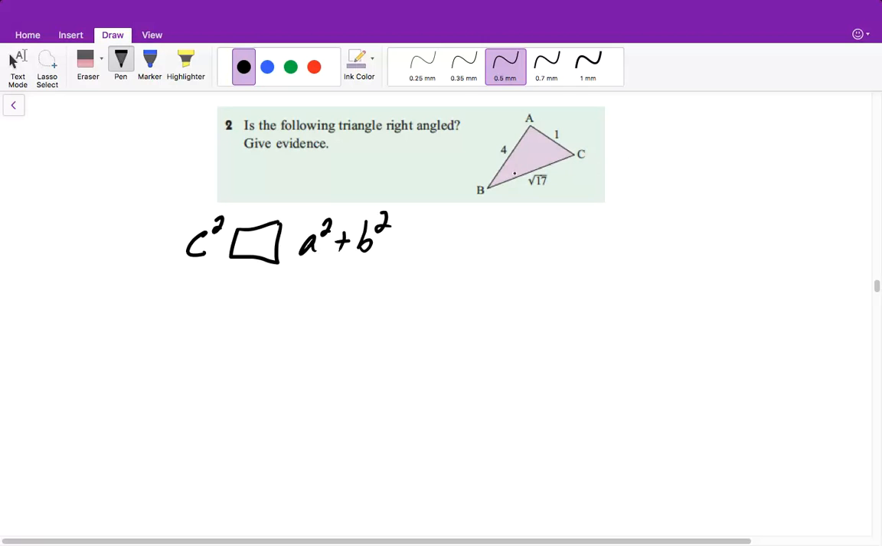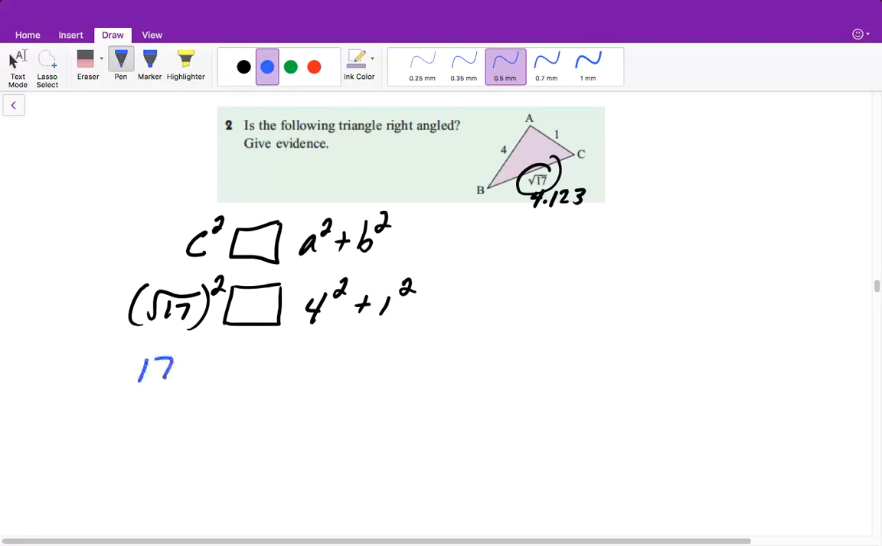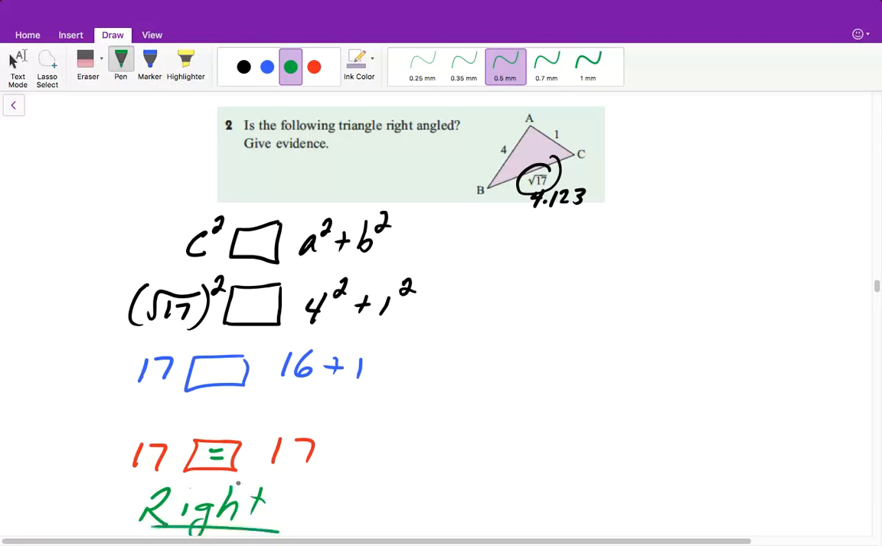And then the next thing we have to do before we can identify what our c is, we need to take the square root of 17. Well, that's 4.123. So 4.123 is greater than 4 and greater than 1. So that means the square root of 17 must be my c. So I'll substitute that in. So it's the square root of 17 squared. And then 4 and 1, it doesn't matter where you plug it in. And then we just go ahead and solve. So 17, what is this in comparison to 16 plus 1? So 17 is what to 17? Well, this is equal. So that means that this is a right angle triangle, right?